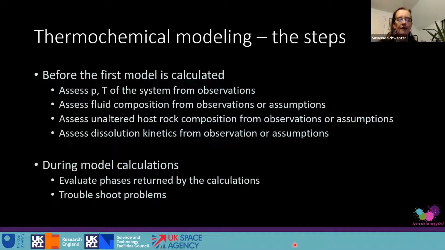Now, once you have the unaltered host rock composition, you've got the alteration minerals, you've got an idea of what the fluid looks like that you want to use, then there is one thing left to do, and that's kinetics. Some codes do assess the solution kinetics, and you can put minerals in there. Other codes like CHIM that I use, it just takes the chemistry, and they are less computing intense.